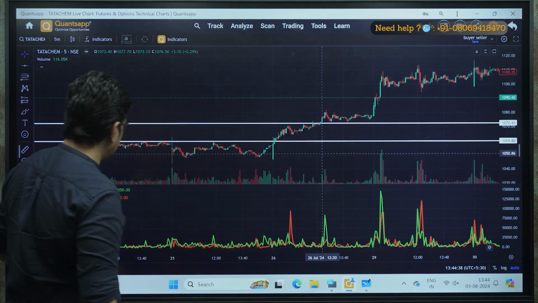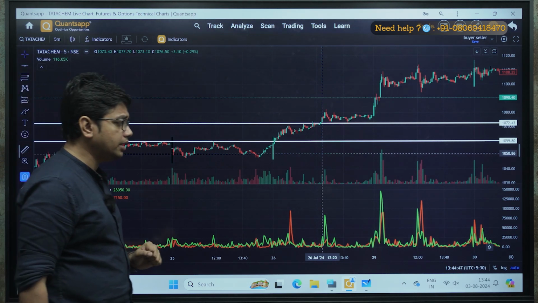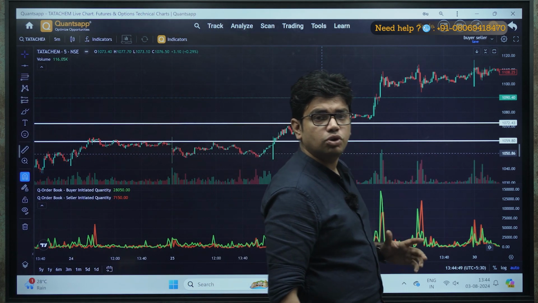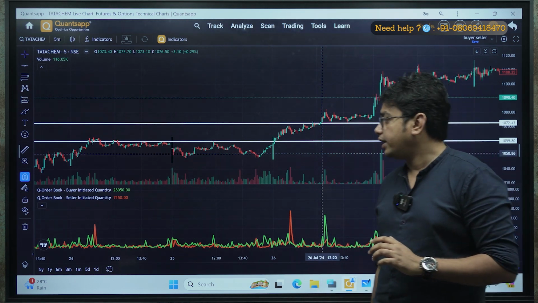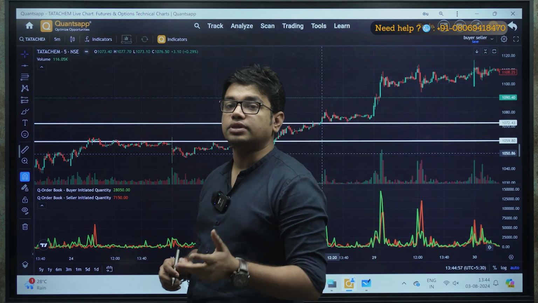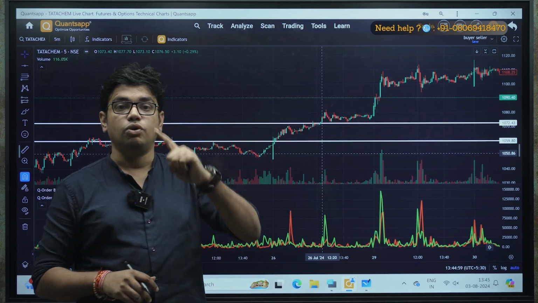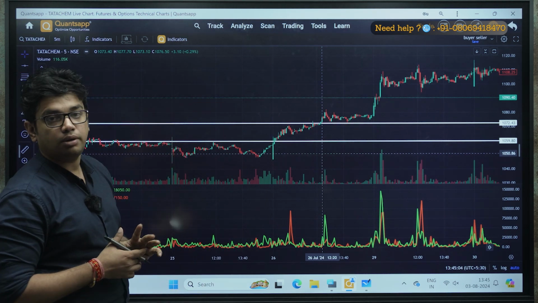Okay, and you can see I have taken the help of order book data. You can see the, I'm sorry, buyer and seller initiated quantity. It will show you which one is more dominant, whether the buyer or the seller at that particular candle. Here you can see the buyers are 28,000, sellers are 7,000. That means the buyers were 4 times. So it was giving me a clear indication that this particular stock might go up.